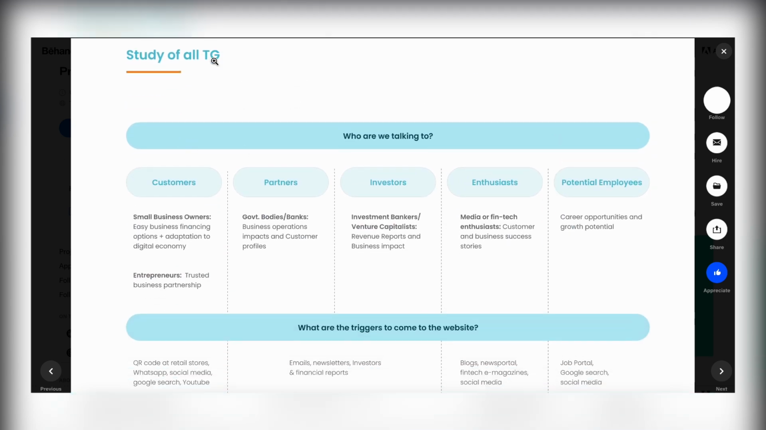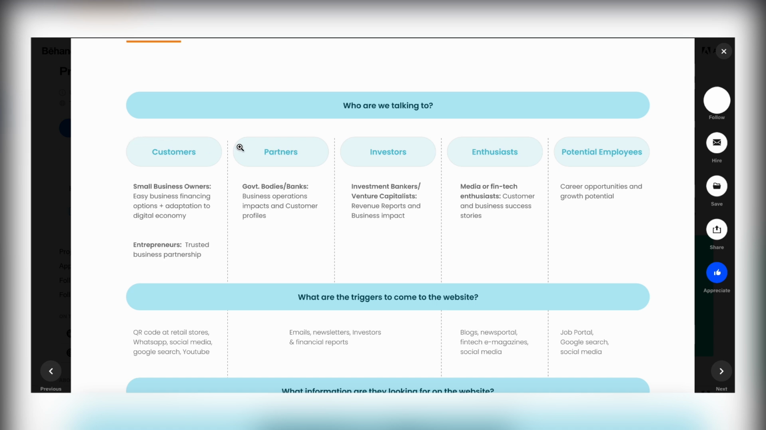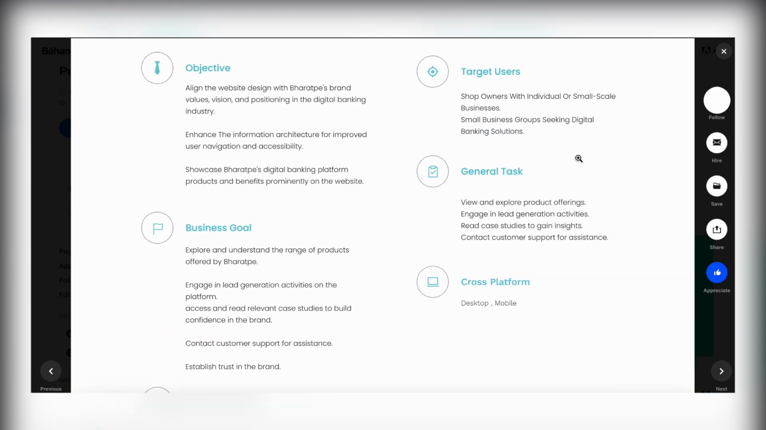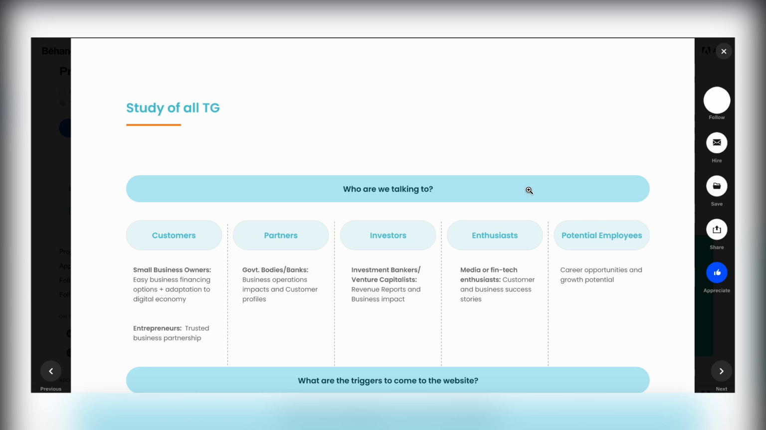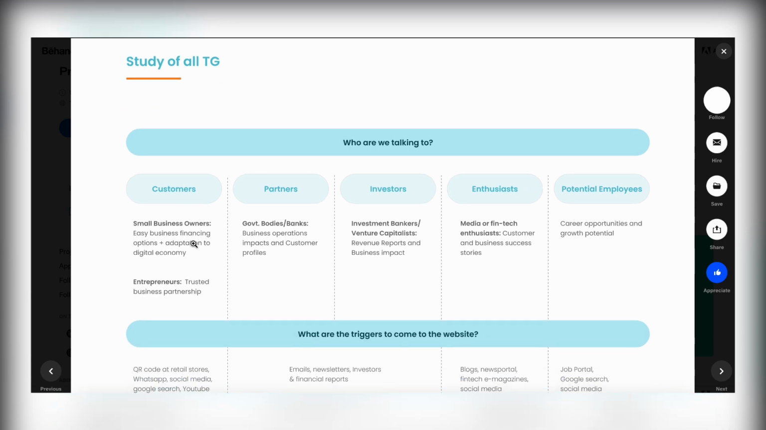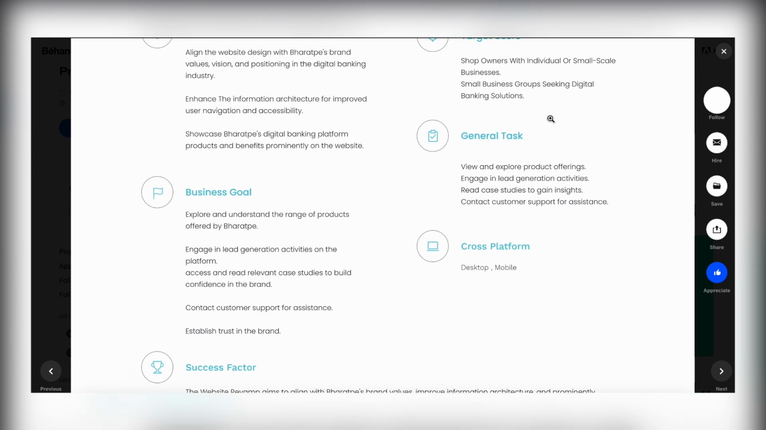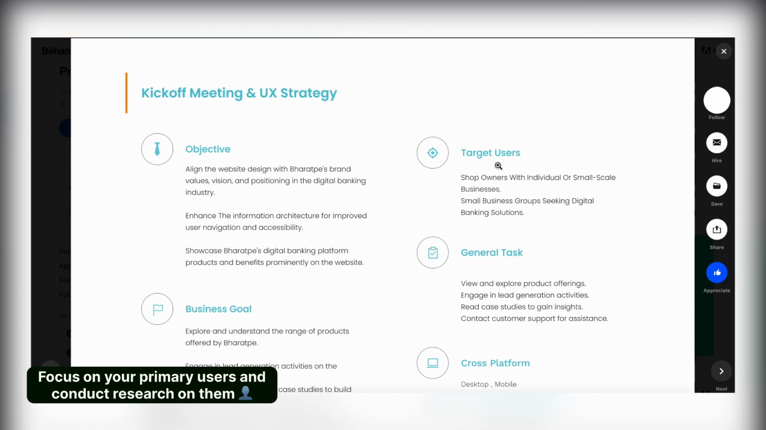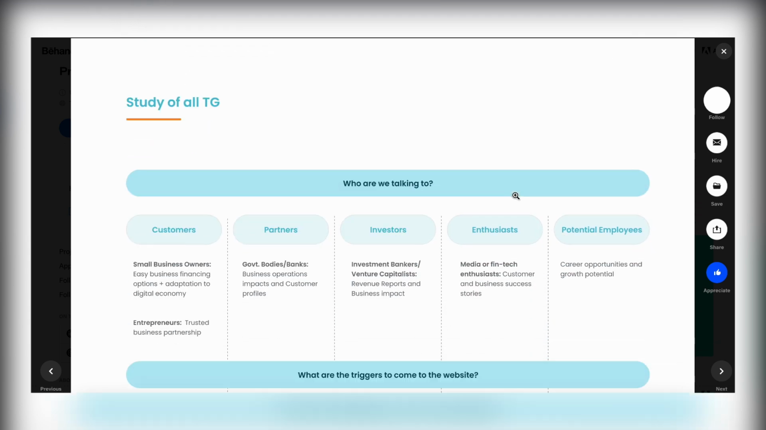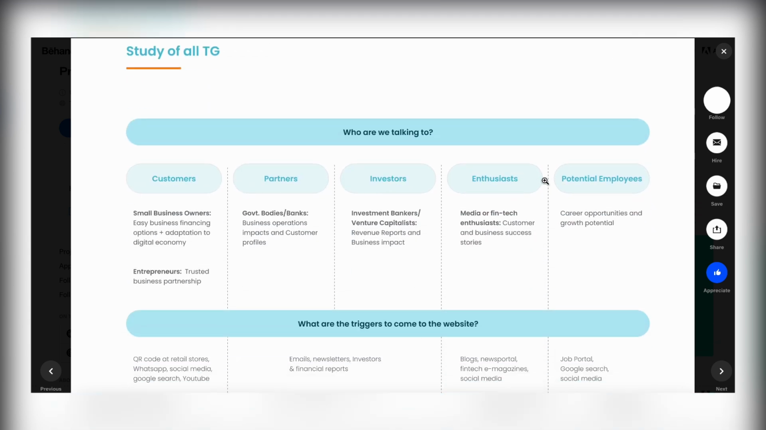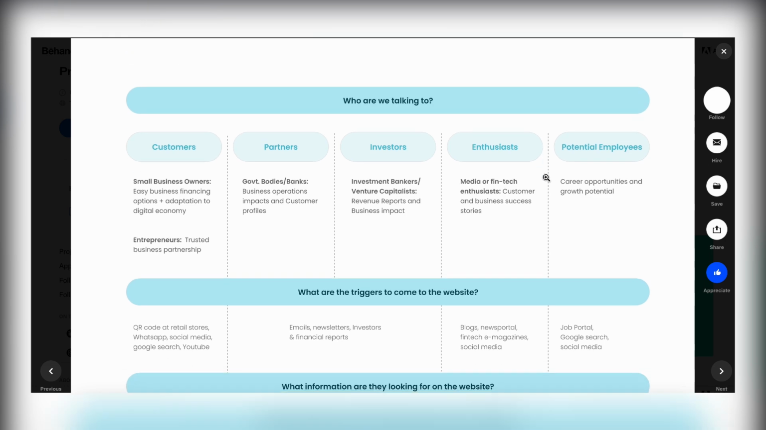So study of all target groups, okay: customers, partners, investors, enthusiasts, potential employees. Now over here, these are the target users: shop owners, small scale businesses and so on. But over here I'm seeing customers, okay, small business owners, they're there, but you have not mentioned these users over here, right? So it's kind of confusing for me. Okay, these are your target users. Who are we talking to? You're talking to these different people. You should have introduced them over here. That, you know, these are also different types of users that are there.